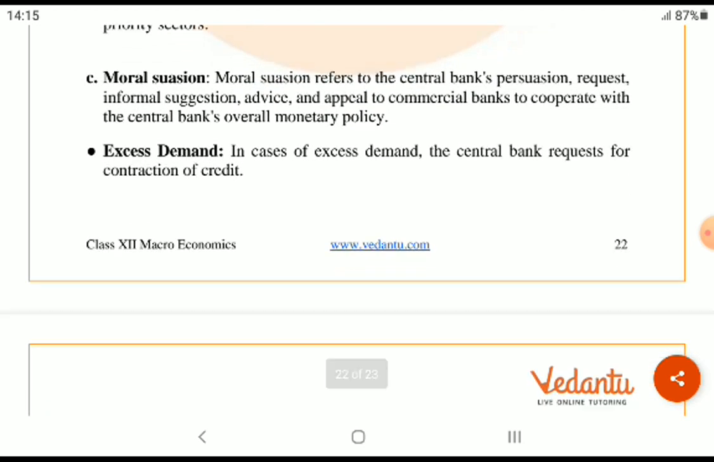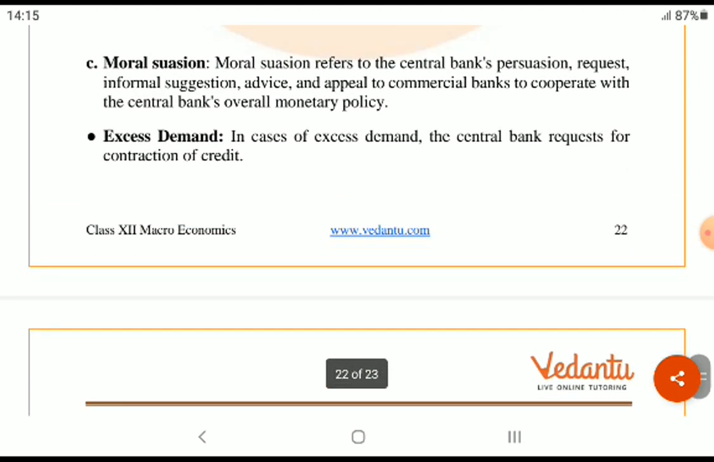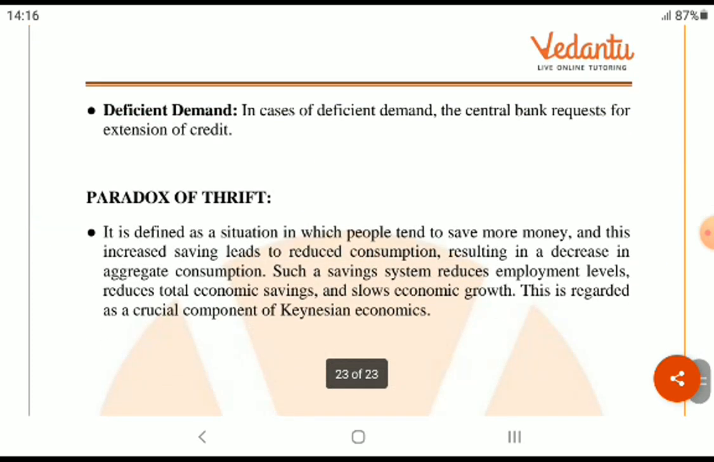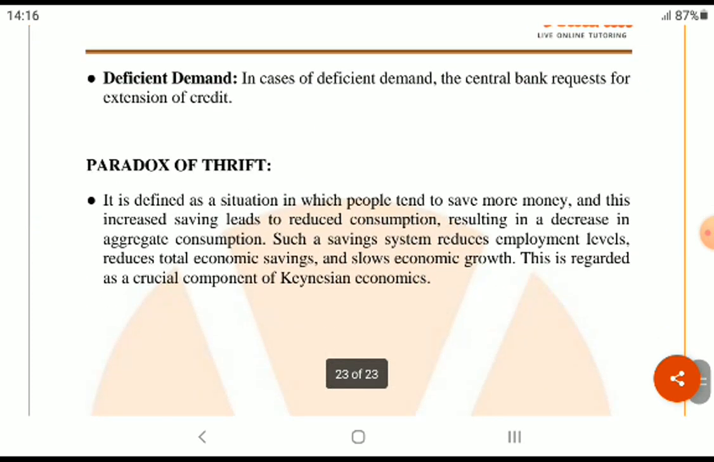Next is moral suasion. Moral suasion refers to the central bank's persuasion, request, informal suggestion, advice and appeal to commercial banks to cooperate with the central bank's overall monetary policy. Excess demand: in this case, the central bank requests contraction of credit. Next is deficient demand. In this case of deficient demand, the central bank requests extension of credit.